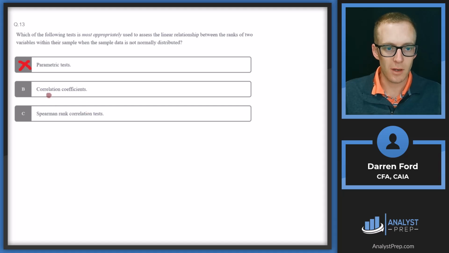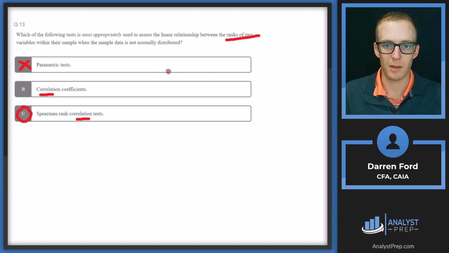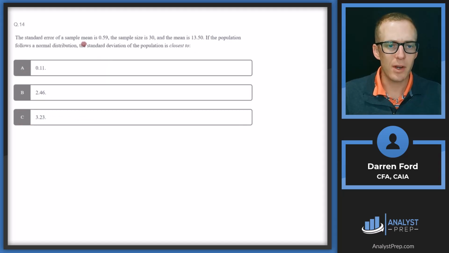So these are both giving us correlation variables in the calculation, but the key here is we're looking at the ranks of two variables, so that's going to align more closely with the Spearman rank correlation tests. The correlation coefficients are going to be based on two variables, but it's not going to be based on the ranking. It's just going to be using the data and determining that relationship from there. Answer C.